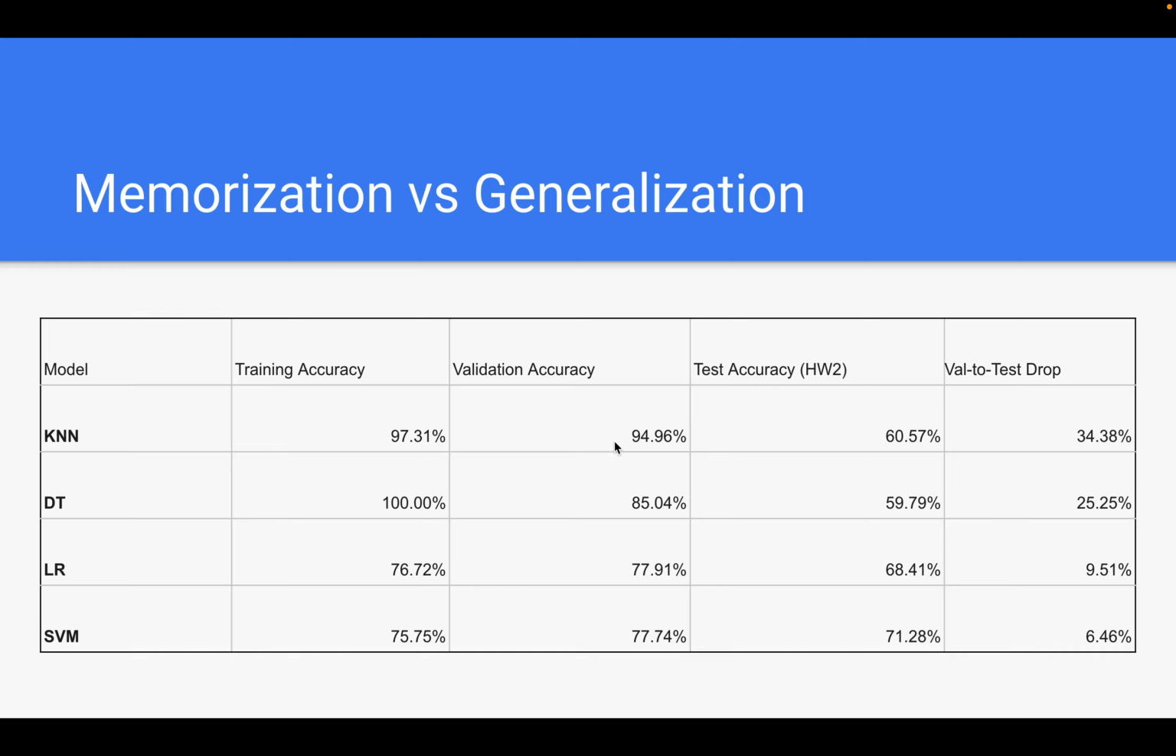However, when we introduced it to unseen data, it moved to validation, which is 85%, and then we went to the unseen data, which is homework 2, and we actually got an astoundingly low value of 59.79%. So this is more than a 40% drop from the training to the test. This is actually a perfect example of overfitting.